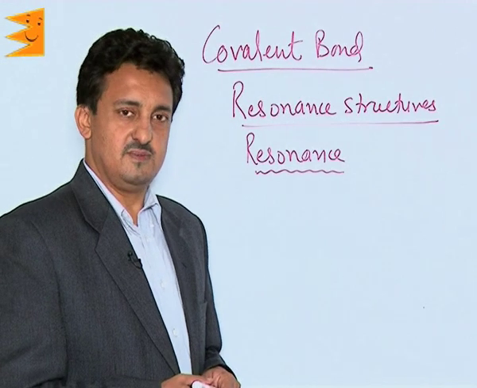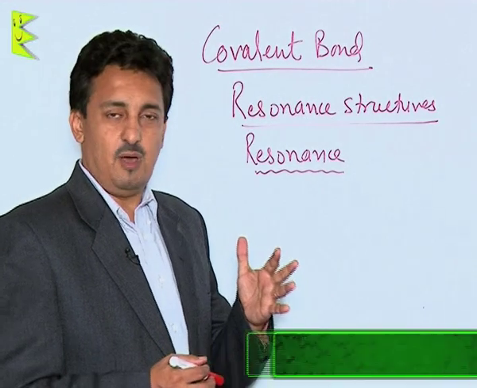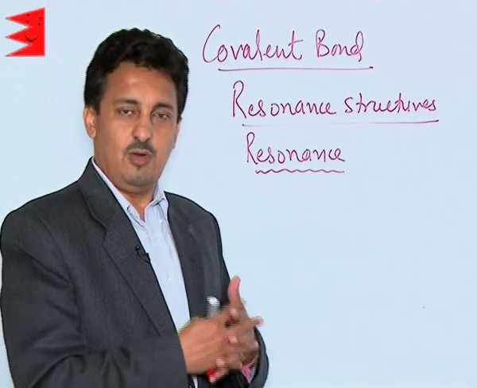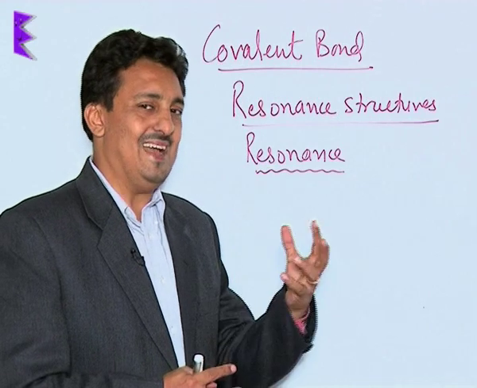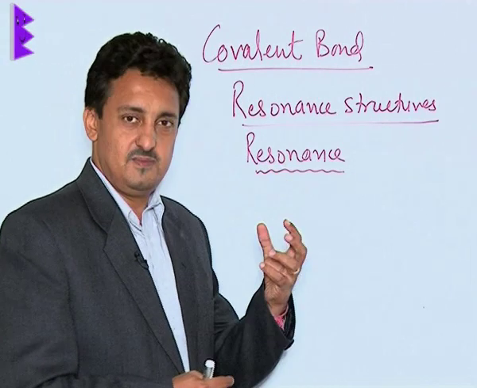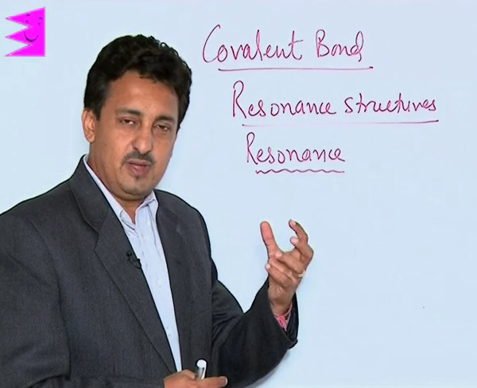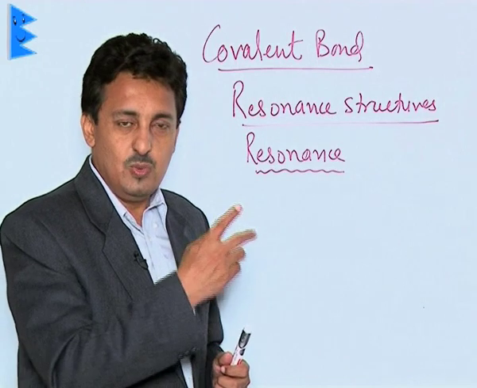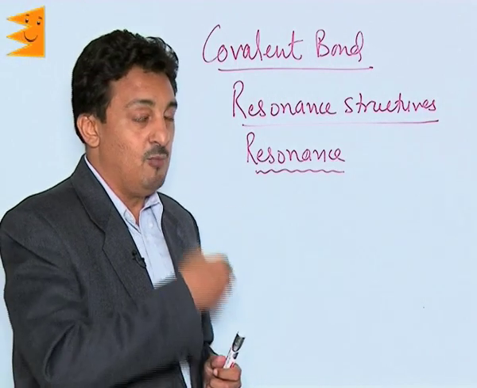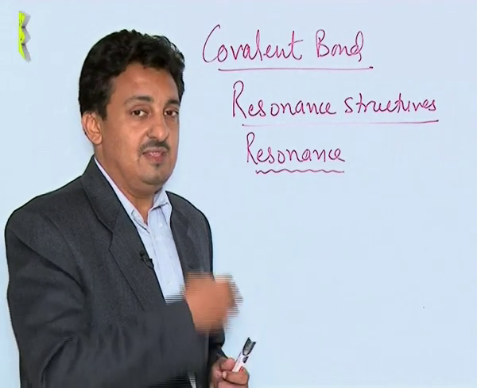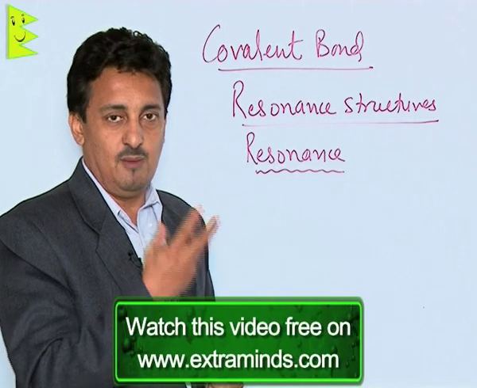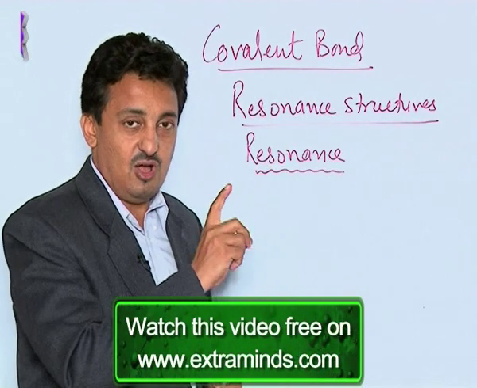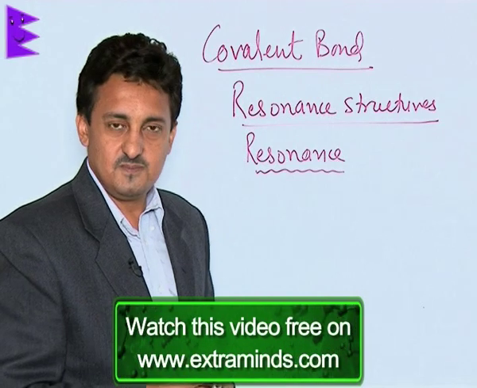Resonance structures. This is again a very important property associated with the covalent bond and with covalently bonded molecular species. What exactly are these resonance structures? Whenever all the properties of a compound or of a molecular species cannot be explained by just one Lewis dot structure, we need to draw more than one structure for that. Then that molecular species is said to have a phenomenon called resonance. And the different structures which we draw are called resonating structures.